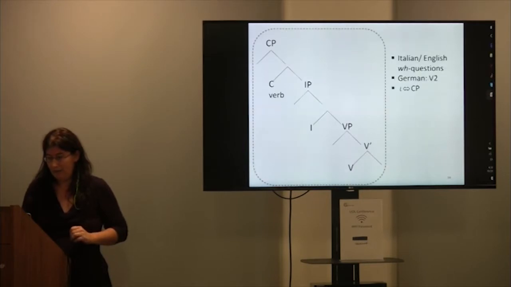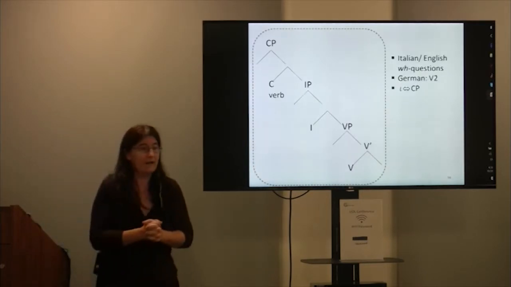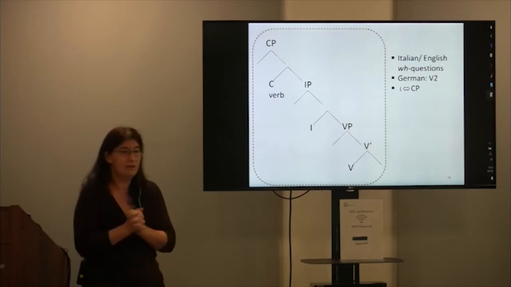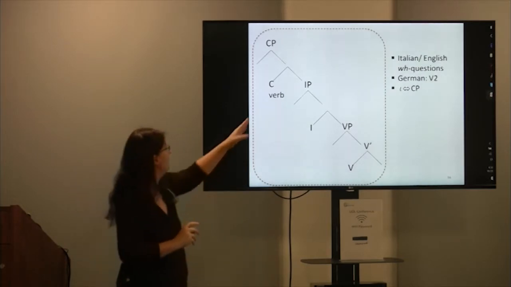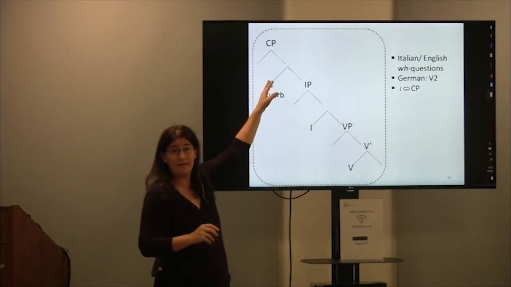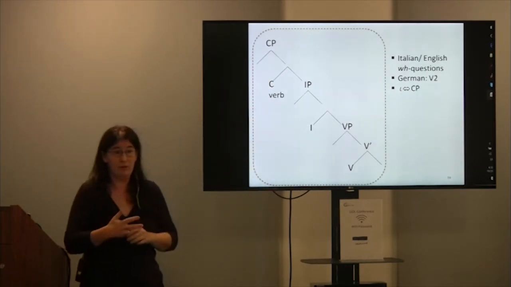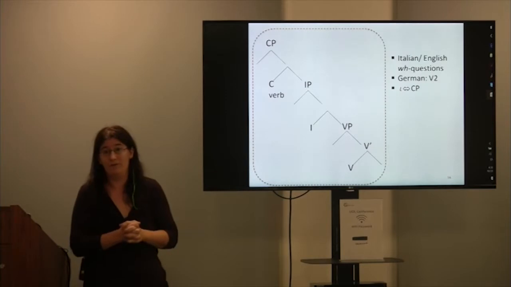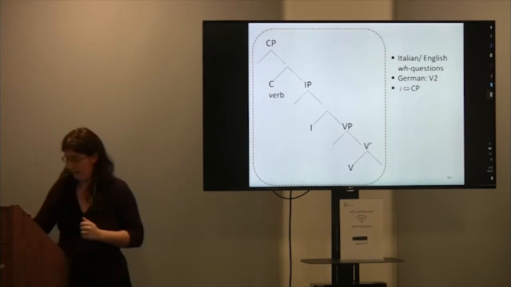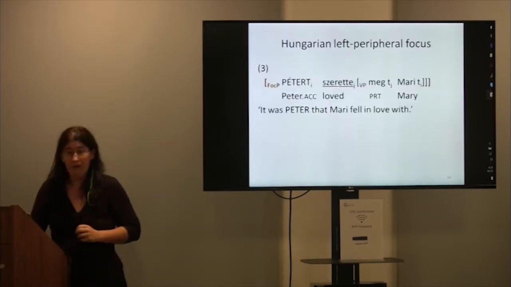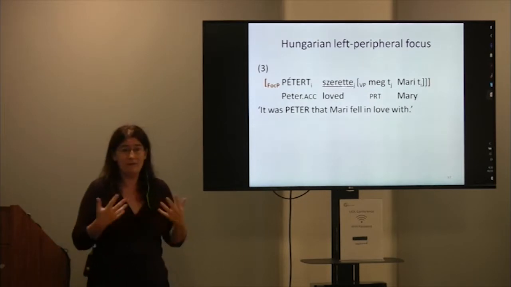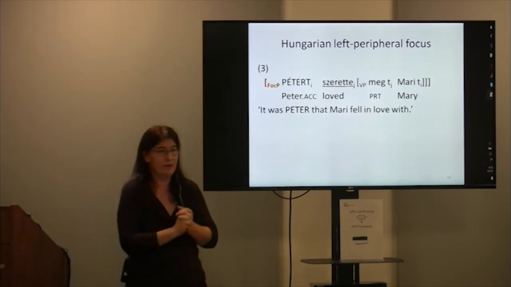Okay, so let's take a language like German, which is a V2 language. In this case, the verb sits all the way high up, in C. In this case, of course, the whole CP will be the core intonational phrase, and it will also be the speech act intonational phrase as well. So what does this theory actually do for us?